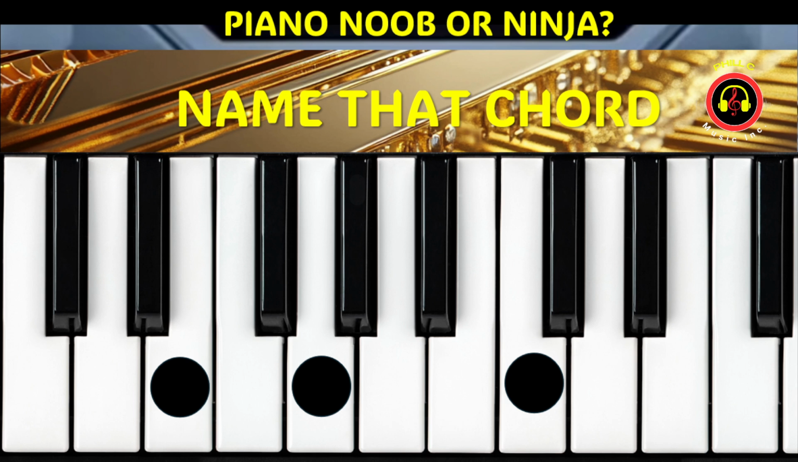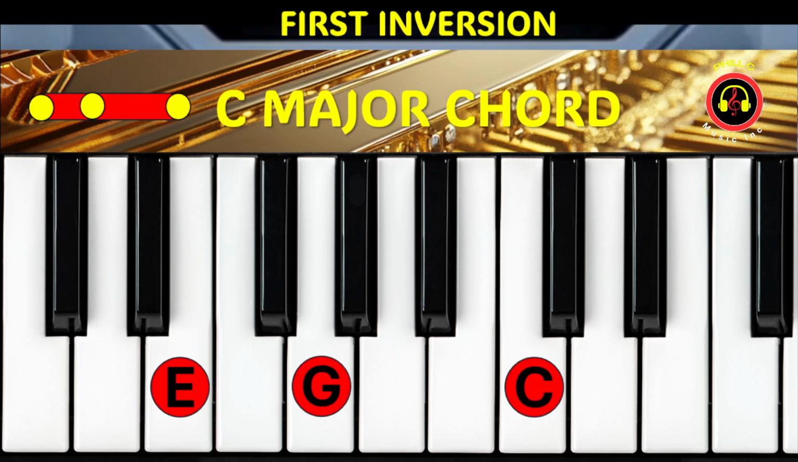If you guessed C major, you are correct. This is the first inversion of C major. You can see it is also a linear shape, but with a difference. You've got a wider space between the E, the G, and the C. All right. Great. Let's move on to our next one.